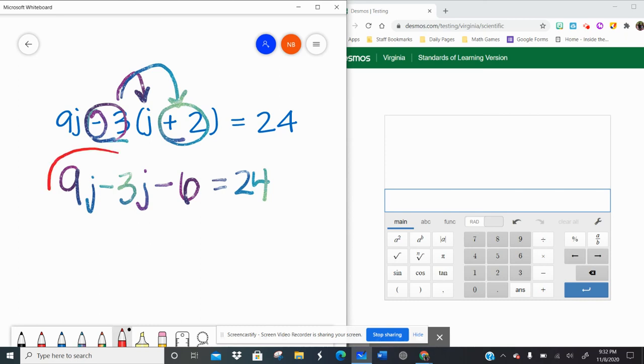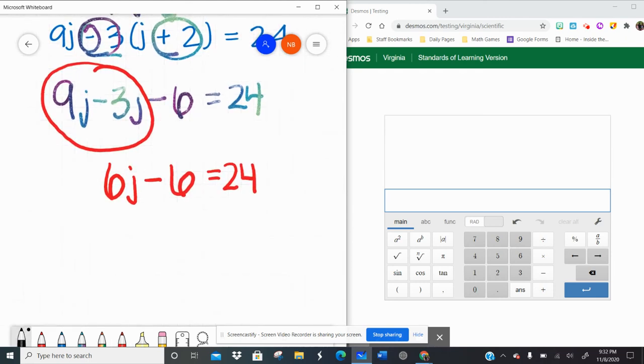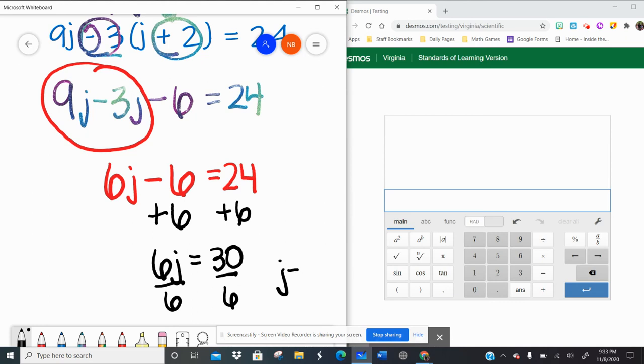So now I'm going to combine like terms. 9j minus 3j. So 9 minus 3 is 6j minus 6 equals 24. Now let's move that constant. I'm going to add 6 to both sides. I have 6j equals 30. And for those of you really good at your facts, you can now see once we divide by 6, that j equals 5. Right? Just like that, we got our answer.